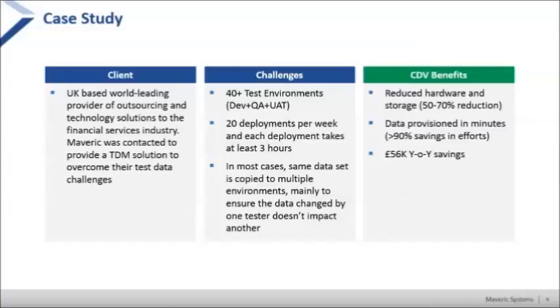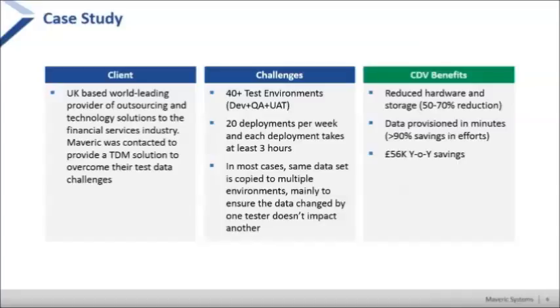And the benefits are that they now don't need separate storage hardware and storage for those 40 environments. That resulted in about 50 to 70% hardware and storage reduction. Also, instead of spending about 60 hours per week on deployment, now they can do it all within an hour. That is more than 90% savings in their effort. And overall, in their budget, it's a saving of 56,000 pounds on a year-on-year basis.